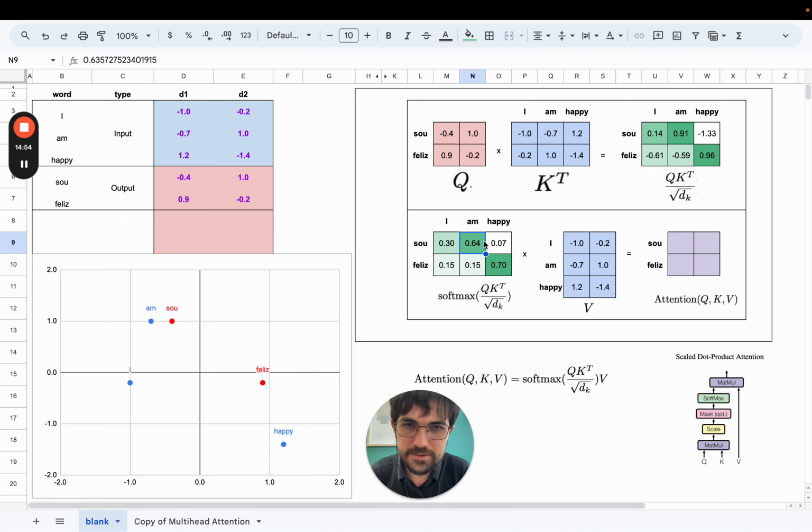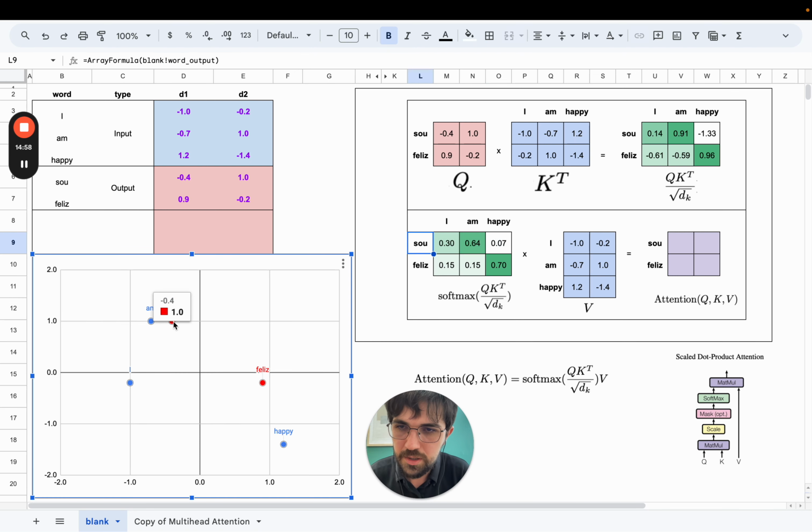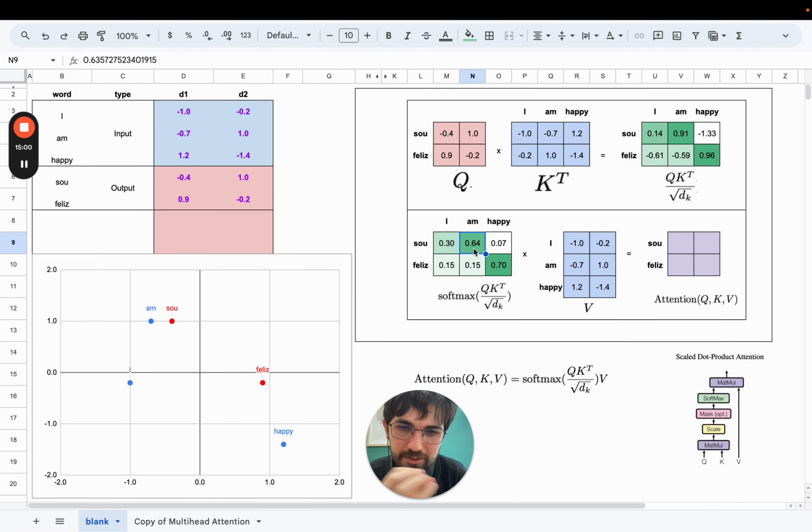for this first embedding here for the word "so", we can see that they have 64% of similarity with the word M, and 30% with the word I. And now we'll have an updated vector which will be based on those similarities.